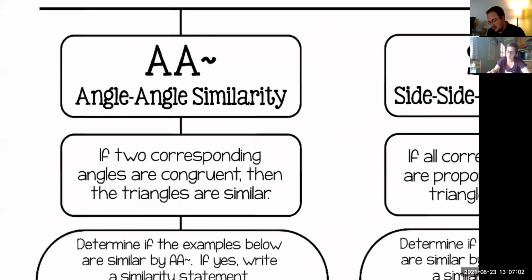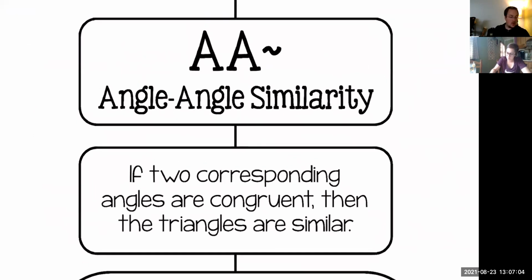But working through here, we're just going to do one of these at a time. First one we have is angle-angle similarity. So angle-angle similarity states that if two corresponding angles are congruent, then the triangles are in fact similar. Now, the reason for that is technically, if you know two corresponding pairs of angles are congruent, the third is guaranteed to be congruent just because they have to add up to 180, right? But you don't have to know all three. You just need to know two of them are congruent.